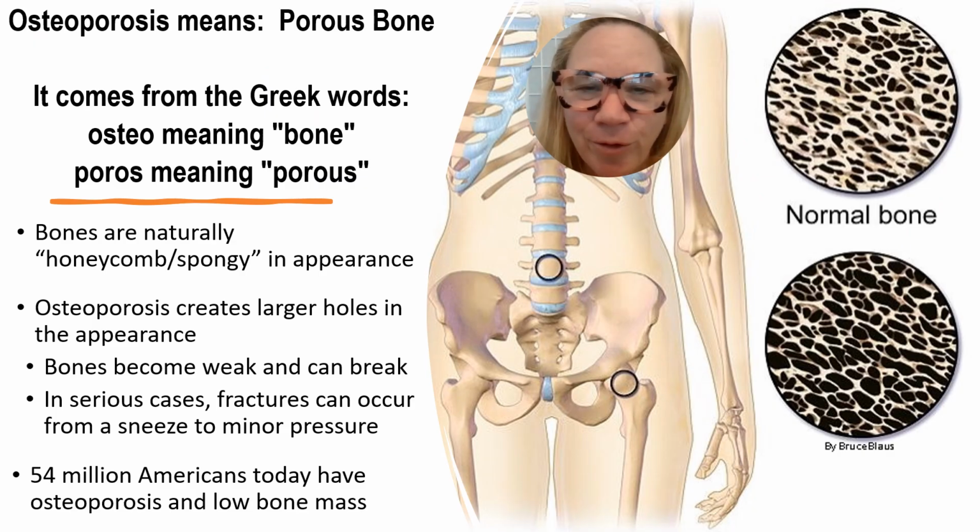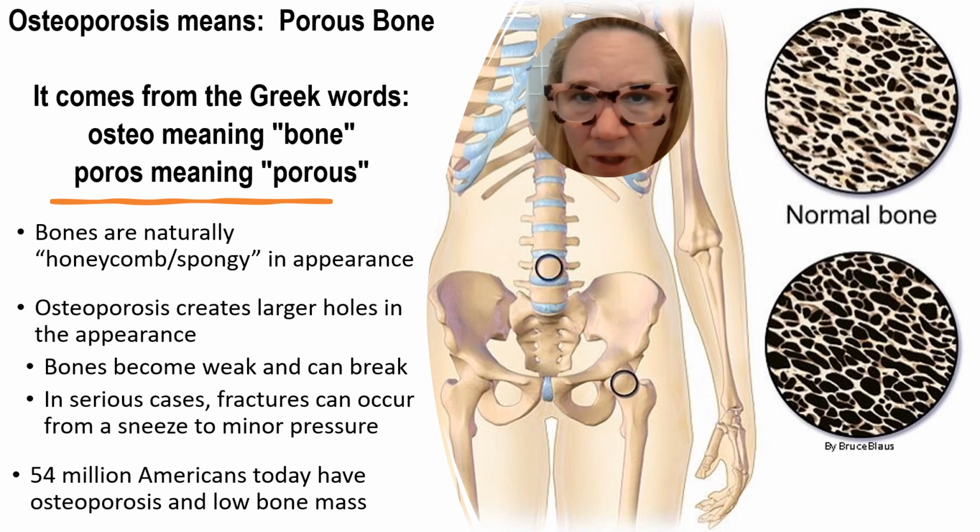The first thing that we'll review in our aging bone processes is osteoporosis, which comes from the Greek language. Osteos means bone, porous means porous in the Greek language, so osteoporosis means porous bone.